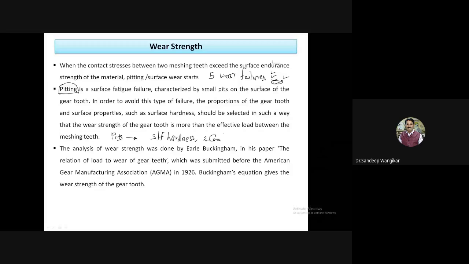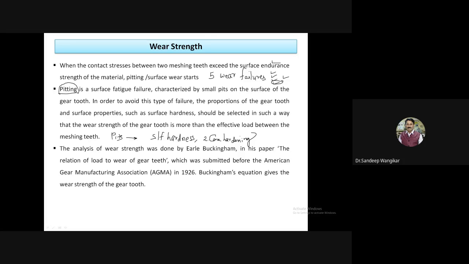Depending upon the requirement, one can go for the case hardening treatment. In case hardening, the inside core remains tough and ductile to absorb the shocks, and the outside part becomes hard, so that the surface endurance strength of the material is high and there is good wear resistance produced by this particular treatment.